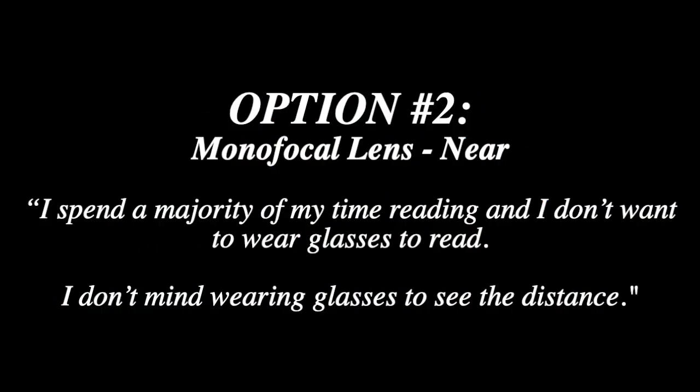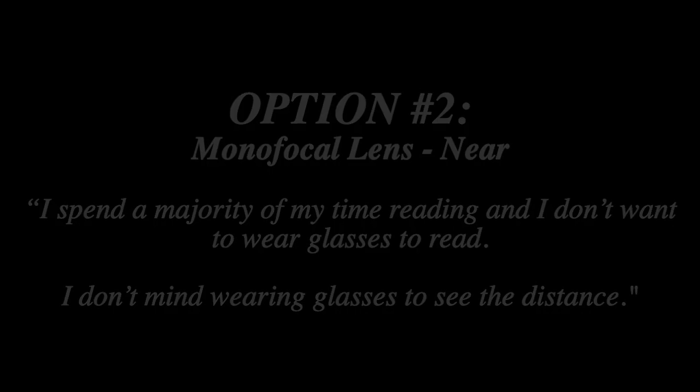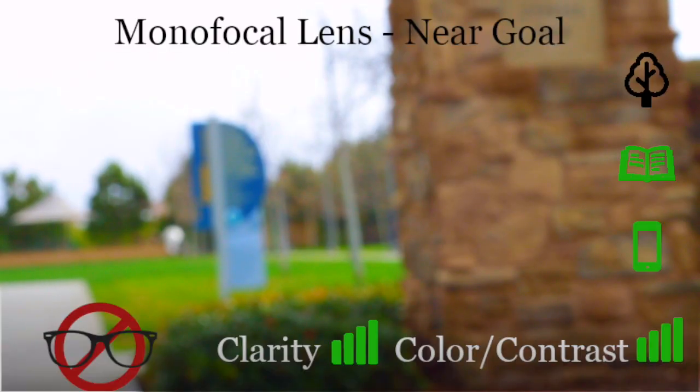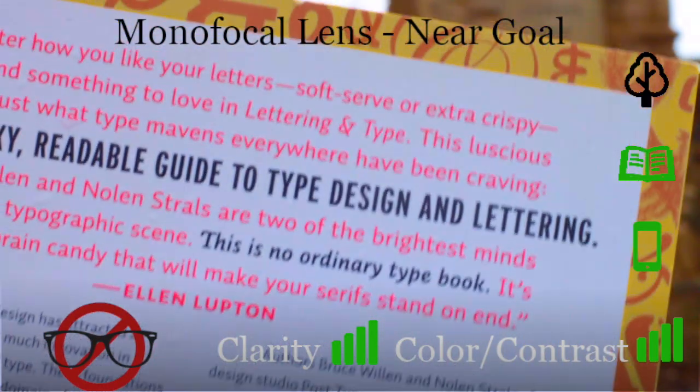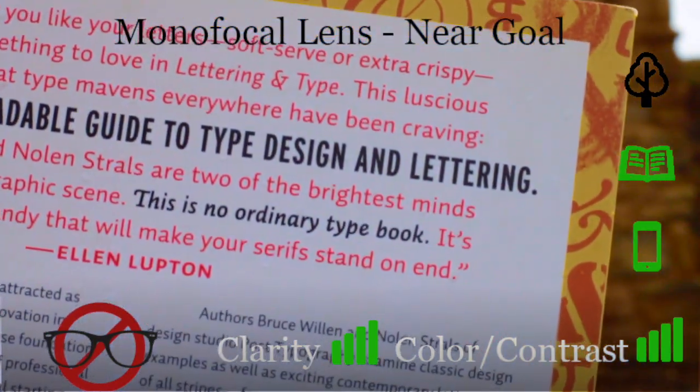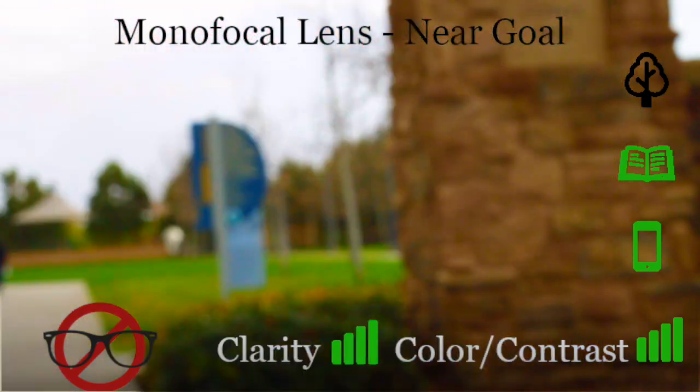This is option 2, the monofocal lens set for near. This is for patients who say, I spend a majority of my time reading and I don't want to wear glasses to read, but I don't mind wearing glasses to see out in the distance for things like watching TV, walking around, or playing golf. This lens will make things blurry out in the distance, but when a book is brought up close to your eyes like this, it'll be nice and clear without glasses, with great clarity, color, and contrast.